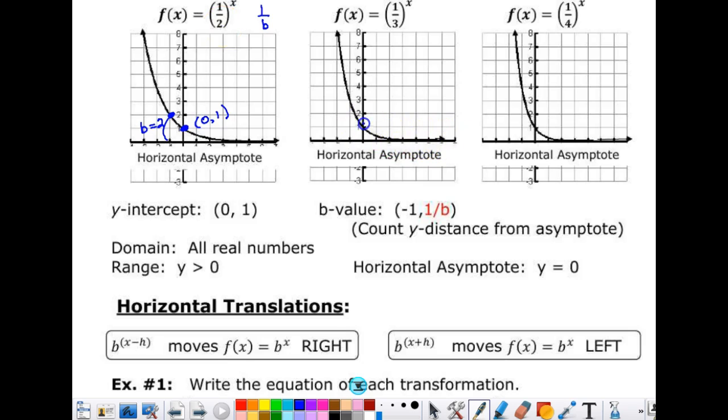So here, flat, flat, flat, first point, second point, B is 3. They write it 1 over 3. Flat, flat, flat, first point, second point, B is 4, 1 over 4. For decay, you write 1 over the B.